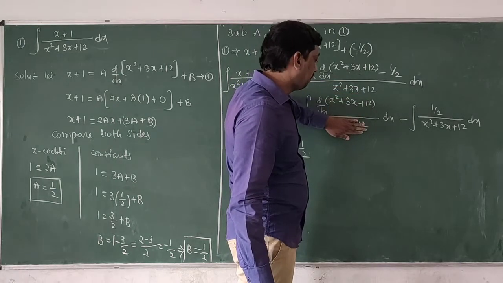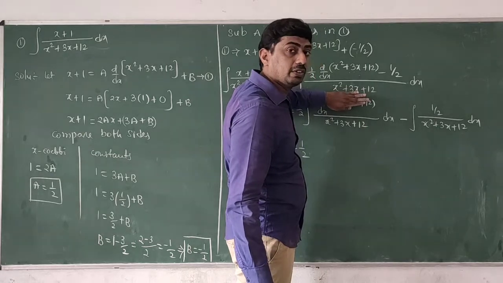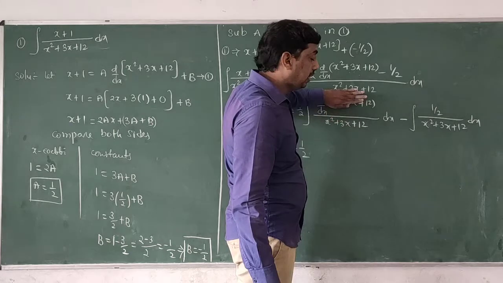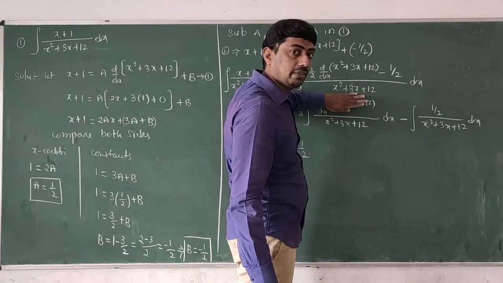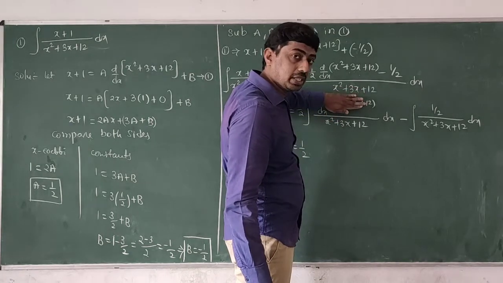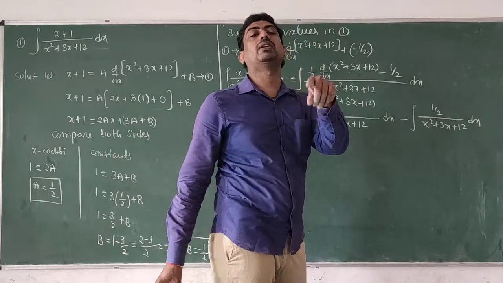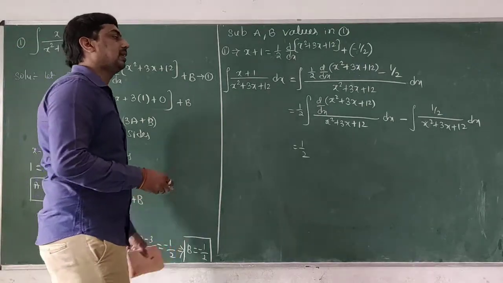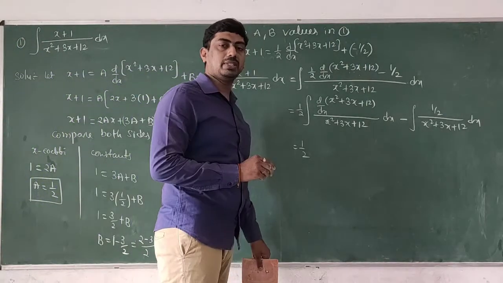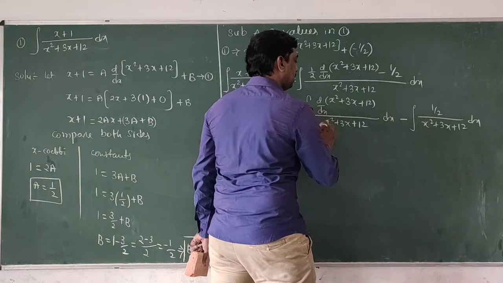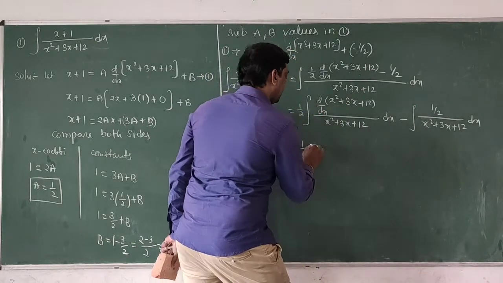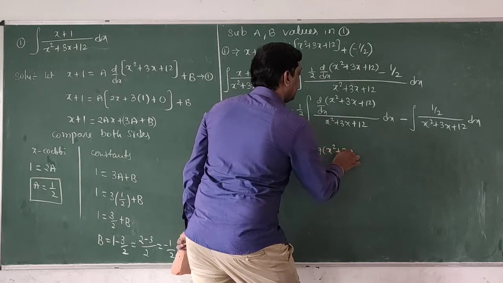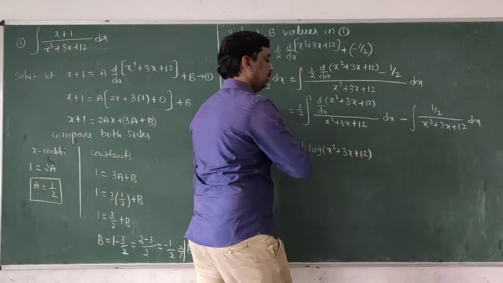That means the derivative of f of x is f dash x. So finally this is in the form of derivative of f of x is f dash x. Integration of f dash x by f of x, what is the formula for that? Yes, log of f of x. Integration of f dash x by f of x is log of f of x. That's why this is in the form of that one, so directly write down log of f of x: log of x square plus 3x plus 12.